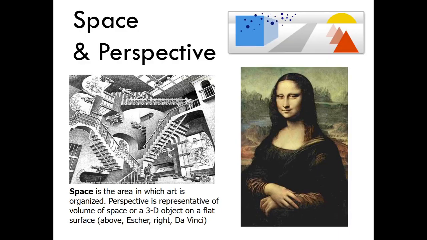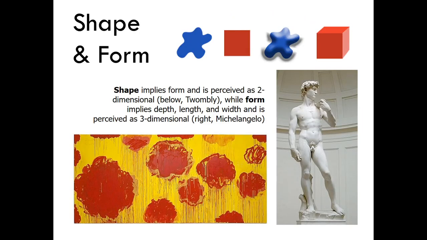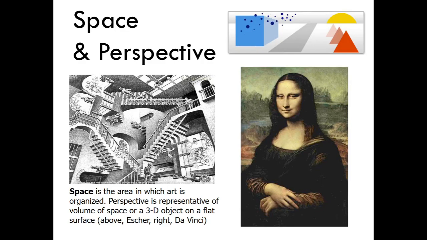So when you have those done: line, shape and form, color, value, texture, and space. That's your 7. When you have them done, you're done with your sketchbook for the day.